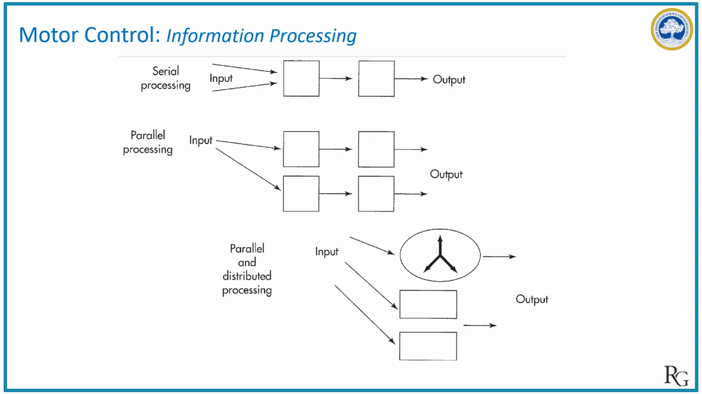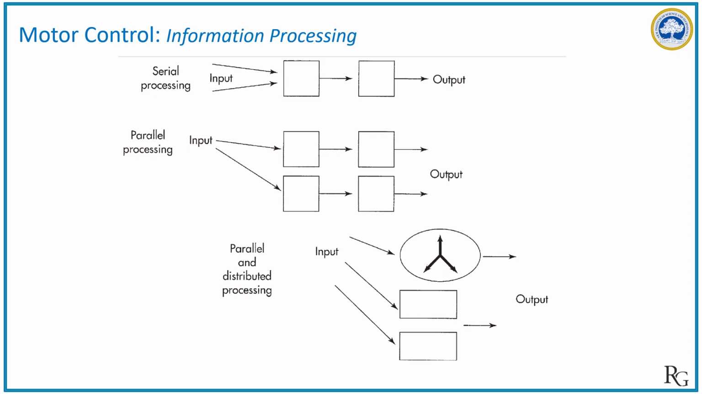And the third one, we have a more flexible system called parallel distributed processing. So this combines the advantages of both serial and parallel methods. When a situation demands strict sequential processing, the system can switch to serial mode. When multiple tasks need to happen in parallel, it utilizes parallel pathways. So this adaptability makes it highly efficient for complex motor behavior.